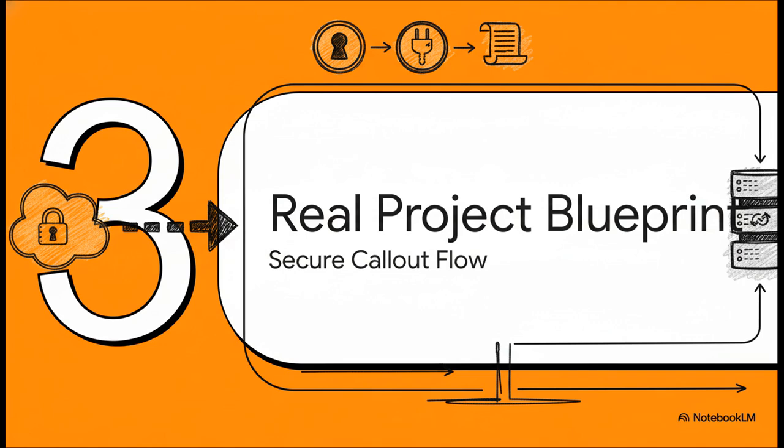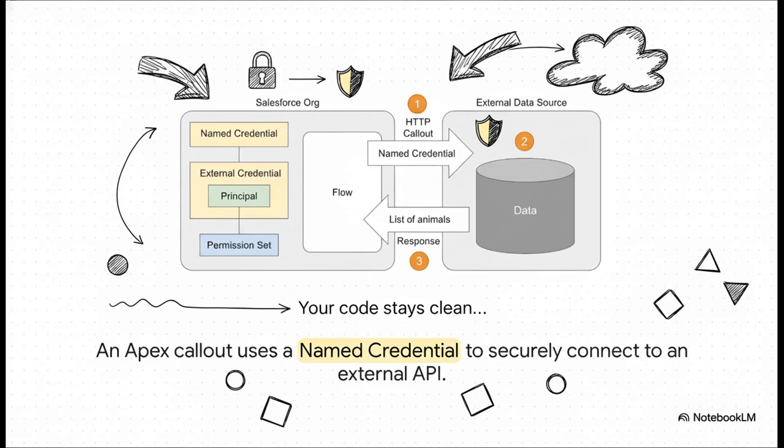Okay, enough theory. Theory is great, but let's see how this all snaps together in a real-world project. Let's map out the blueprint for making a secure callout from Salesforce to another API. So check out this blueprint. The key thing to notice here is that your code, your Apex or your flow, it's not talking directly to that external system. No way.